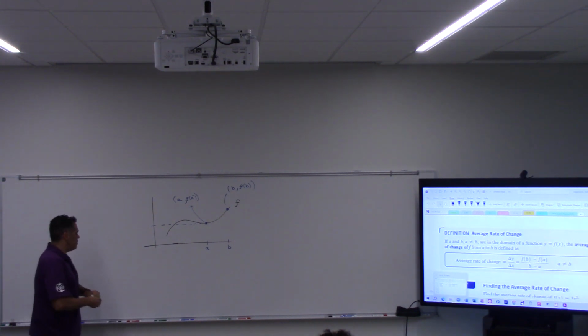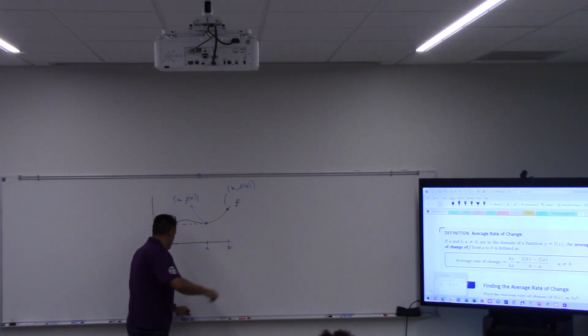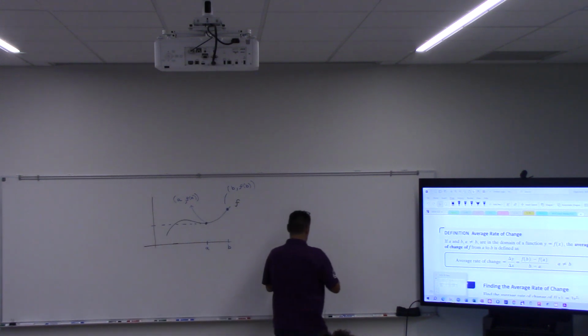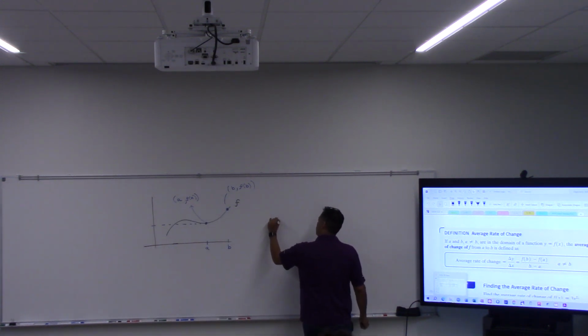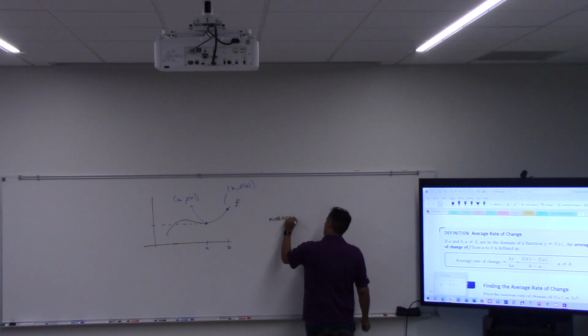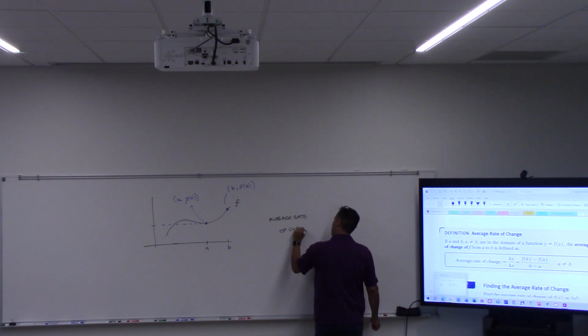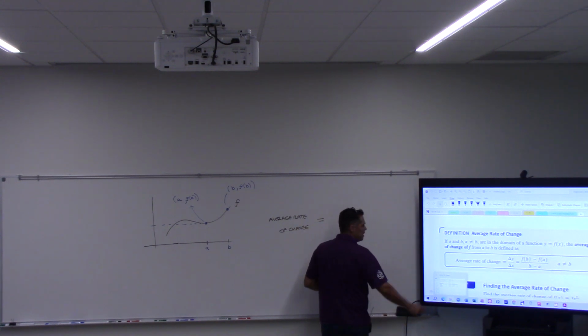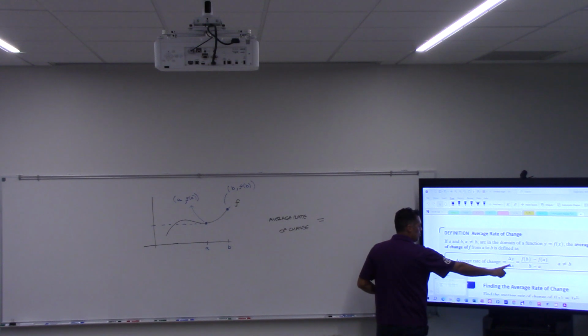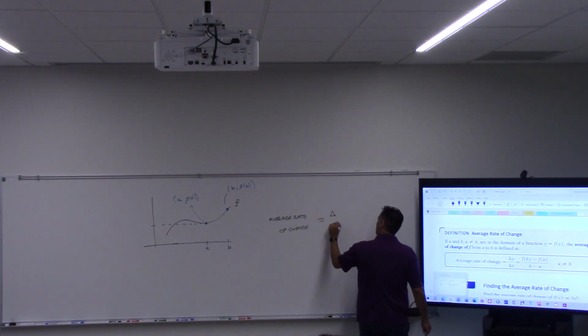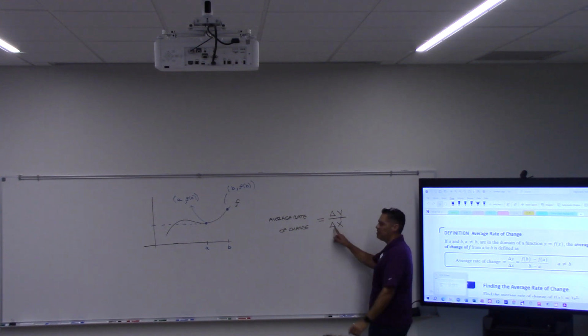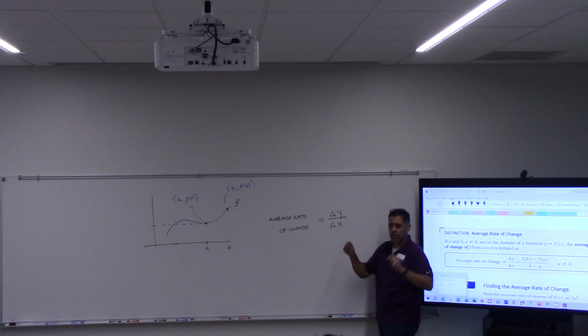The average rate of change, this is the definition of it. The average rate of change is, by definition, denoted with this symbol. Anyone know what that symbol is called right there? Yep. Delta, and it stands for change, delta y over delta x. So this is the delta symbol. It stands for the word change. This is your change in y divided by your change in x.